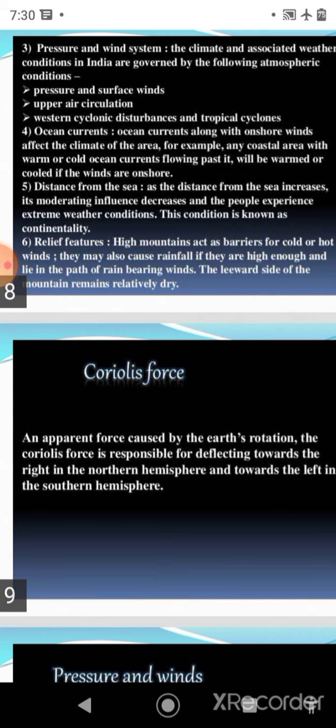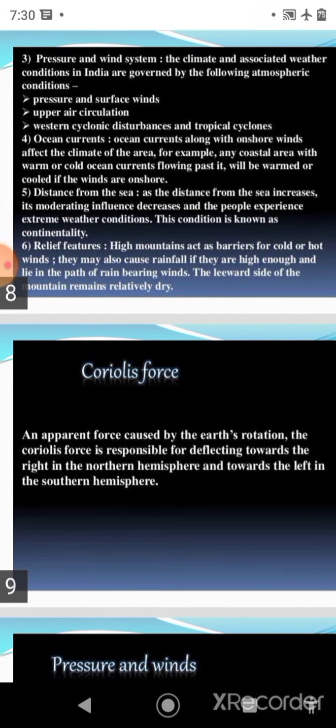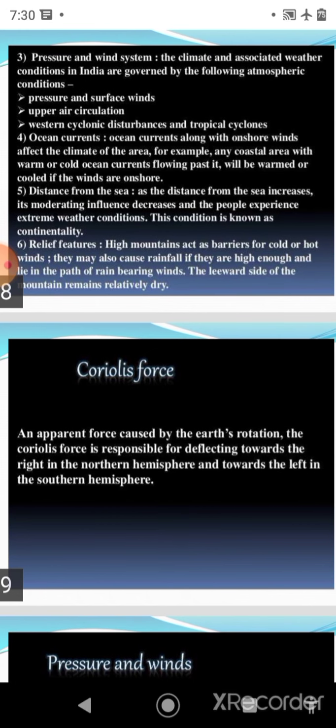After that, we will discuss relief features. We can take the example of the Himalayas. The Himalayas obstruct the southwest monsoon. When the southwest monsoon winds are obstructed, they rise up, condensation takes place, and our country gets precipitation or rainfall. And the Himalayas also obstruct the chilly, severely cold winds coming from the polar region from entering our country.